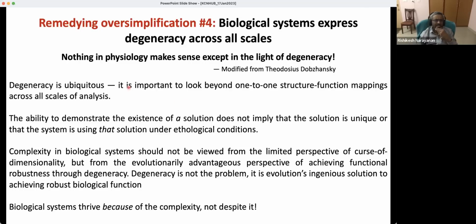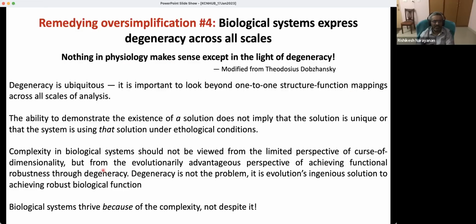So I don't want to read the whole thing. This is modified from the original one, which says nothing in biology makes sense except in the light of evolution. Because of the strong links between degeneracy and evolution, this is kind of a corollary to that. Nothing in physiology makes sense except in the light of degeneracy.